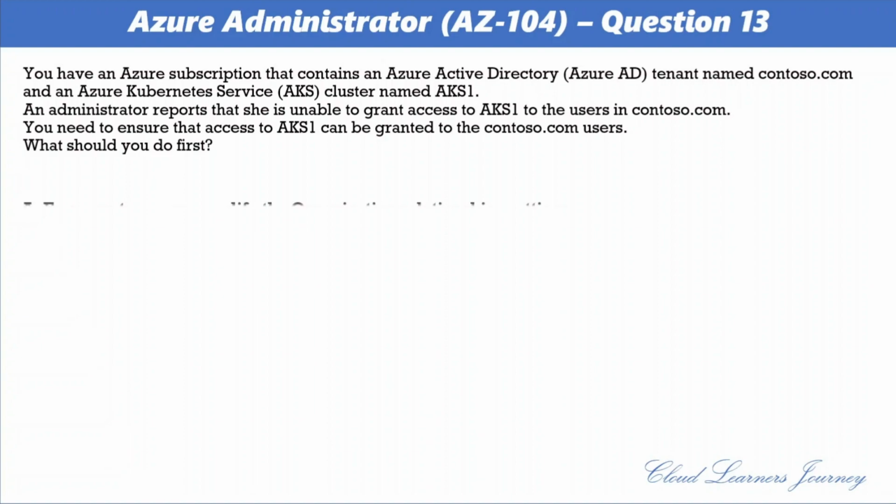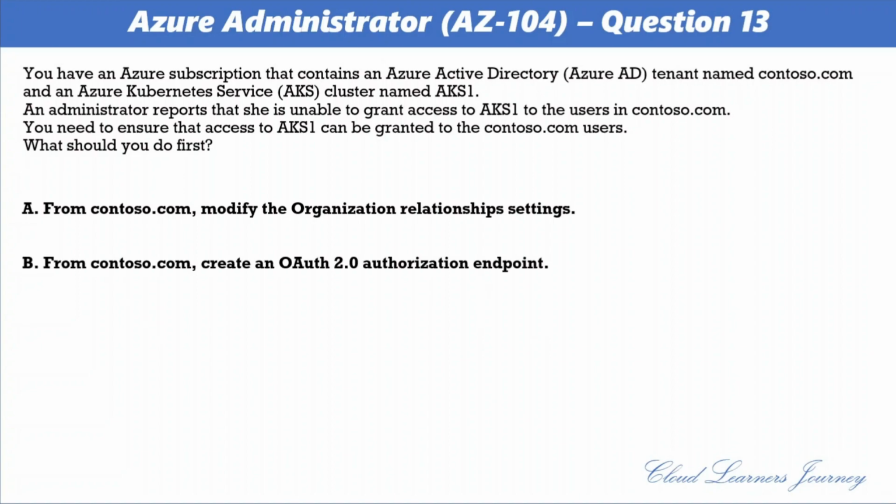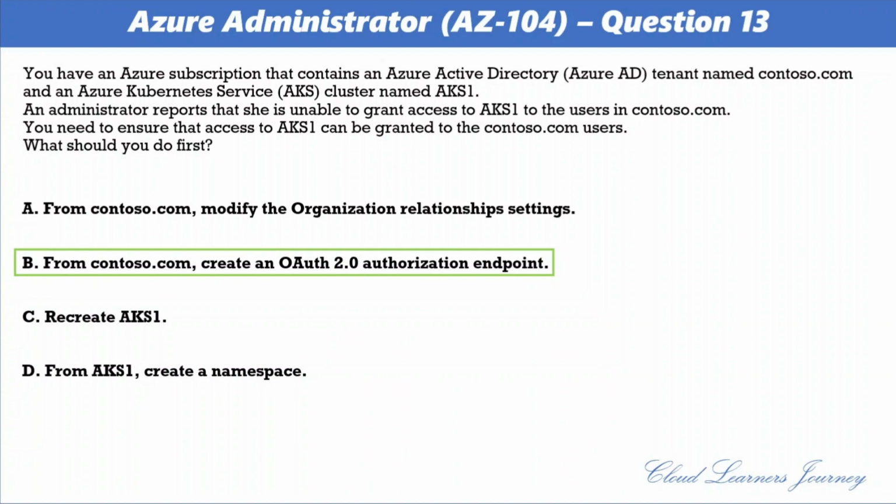And the options are: A. From Contoso.com, modify the organization relationship settings. B. From Contoso.com, create an OAuth 2.0 authorization endpoint. C. Recreate AKS1. D. From AKS1, create a namespace. And the correct option is B. From Contoso.com, create an OAuth 2.0 authorization endpoint.